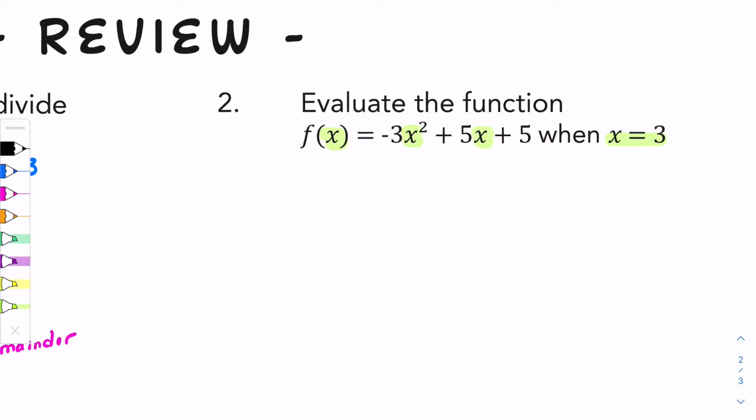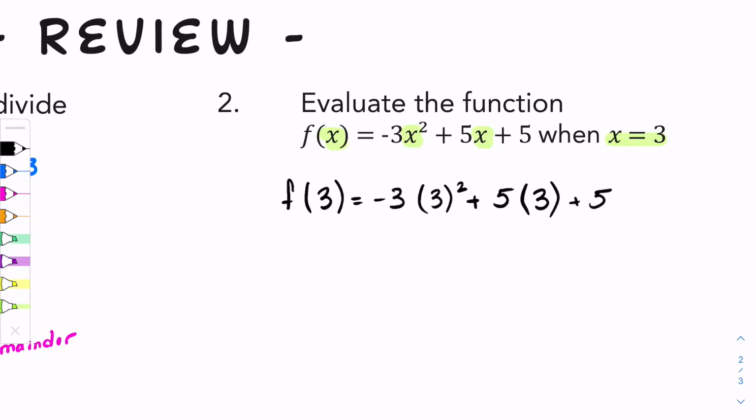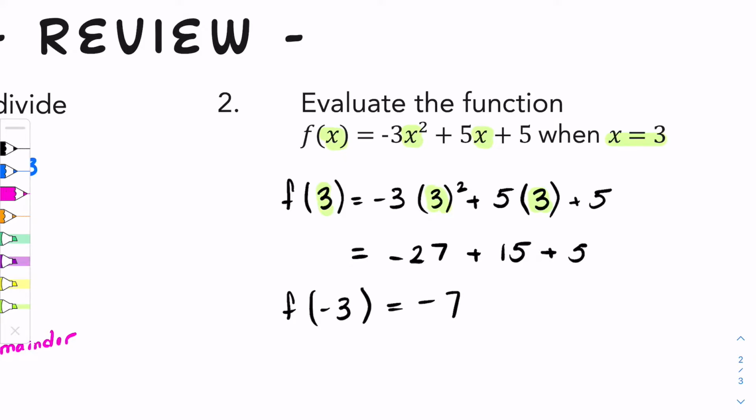For this function, we have f of 3 is equal to -3 times 3 squared, which is 9, plus 5 times 3, plus 5. -3 times 9, or times 3 squared, is -27. 5 times 3 is 15, plus 5. When we simplify this, f of 3 is equal to -7.